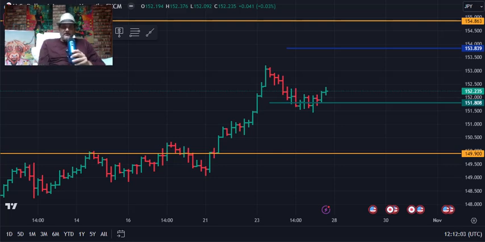So we're going to start off with dollar yen here today. And I focus a lot on dollar yen because it is the currency that drives the euro yen and the sterling yen, which is primarily what I trade. I trade crosses.